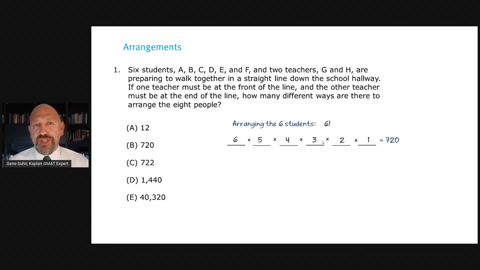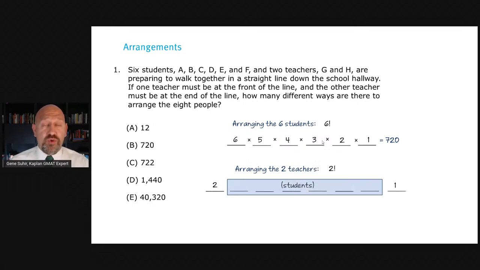The test makers for the GMAT, they're notorious for designing trap answers that are the right answer to the wrong question. If all we were doing was arranging the students, answer choice B would have been right. But plot twist, we've also got the two teachers. Teachers G and H, they have to be in the front end and in the back end of those students. Now, that means that for the two teachers, they can be arranged in two factorial ways. Could be either teacher G or H that would be in the front of the line.